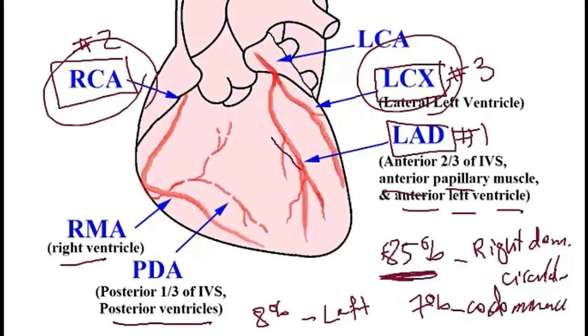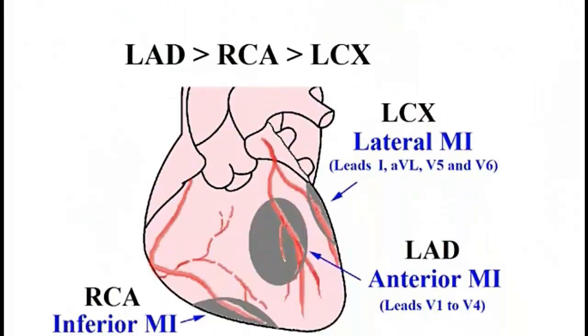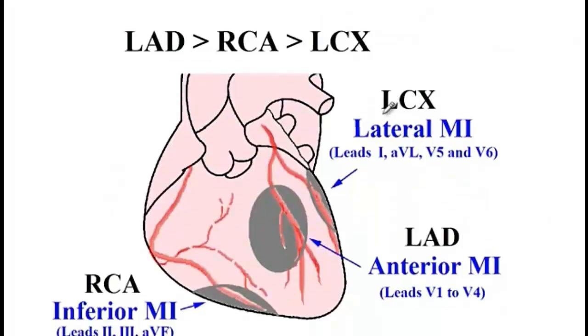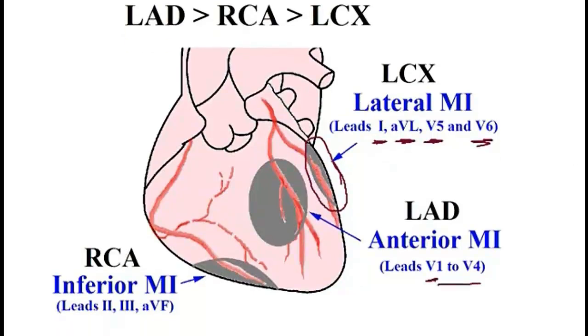So you would be able on EKG to find out which of these vessels is actually damaged. So for instance, if the left circumflex artery is occluded, it will cause the myocardial infarction of the lateral side of the heart, which will present with the ST segment elevation in leads 1, AVL, V5, and V6. If there is an occlusion of the left anterior descending artery, it causes the ST elevation in the anterior leads like V1, V2, V3, and V4. And then finally, if there is occlusion of the right coronary artery, it will present with the ST elevation in leads 2, 3, and AVF.